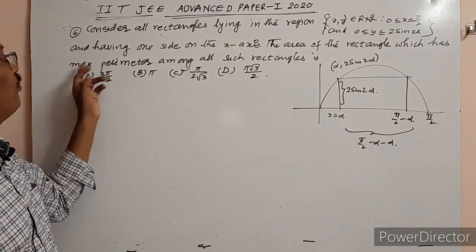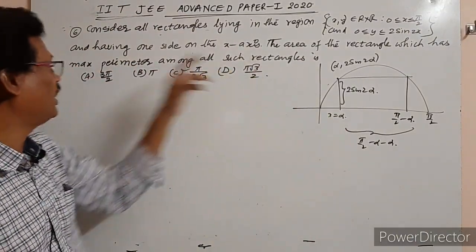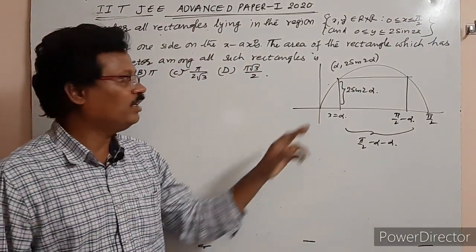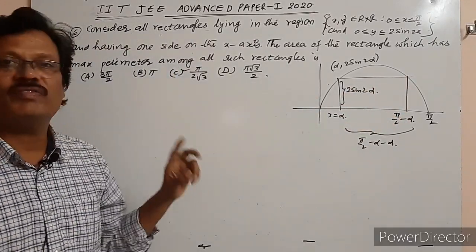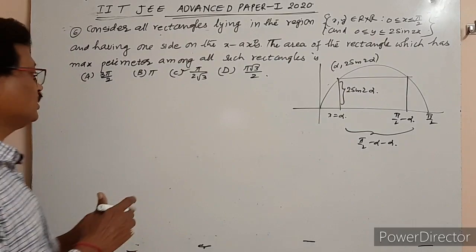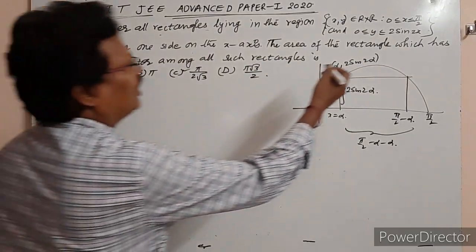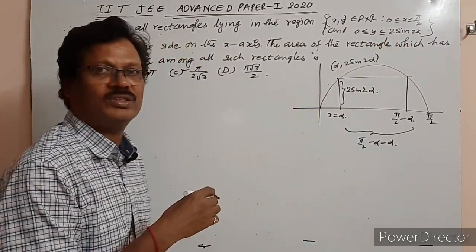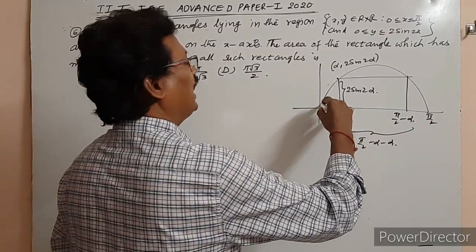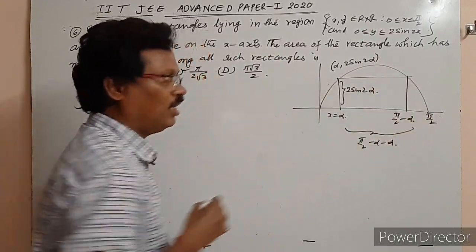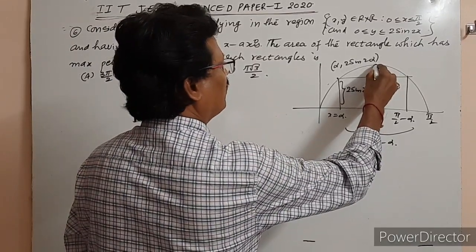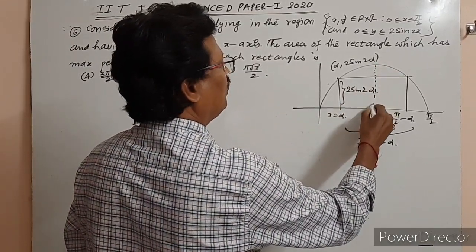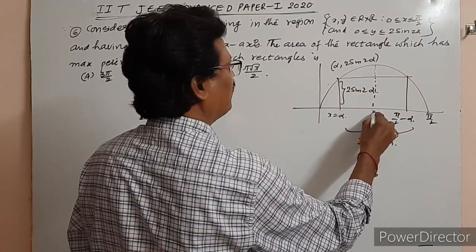If the perimeter of all such rectangles is maximum, then what is the area of the rectangle? Now see that this is the y = 2 sin 2x graph, similar to the sin 2x graph. If I write pi by 4 or pi by 2, if I write pi by 2, what will be the maximum?